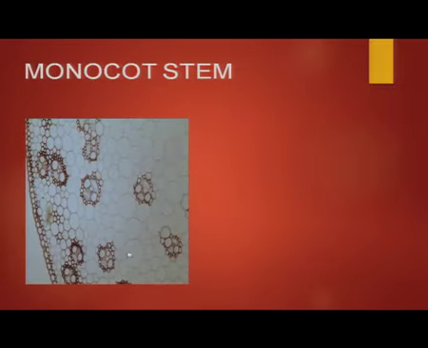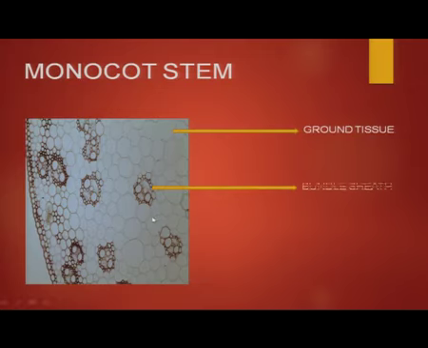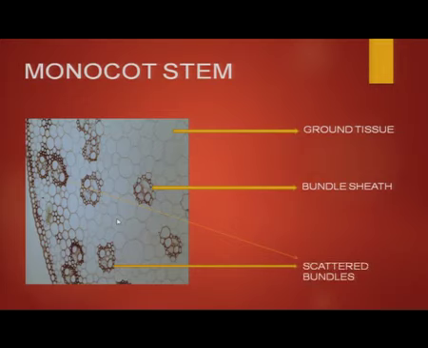This is a microscopic image of a monocot stem, and here you can see the scattered bundles. The tissue between is known as ground tissue, and the layer of cells that surrounds each bundle is known as bundle sheath cell, and these are the scattered bundles here.